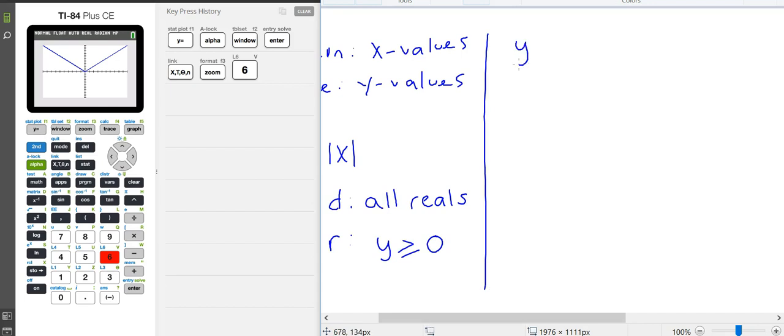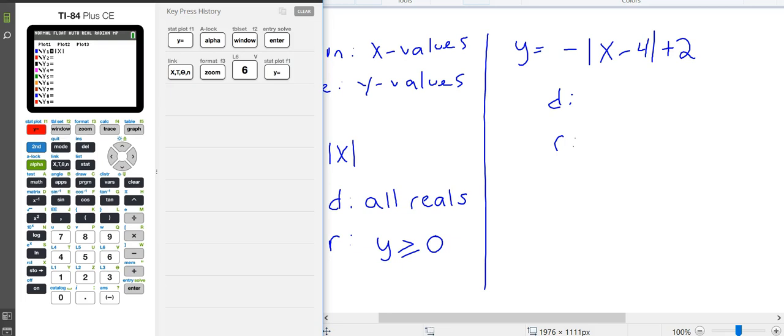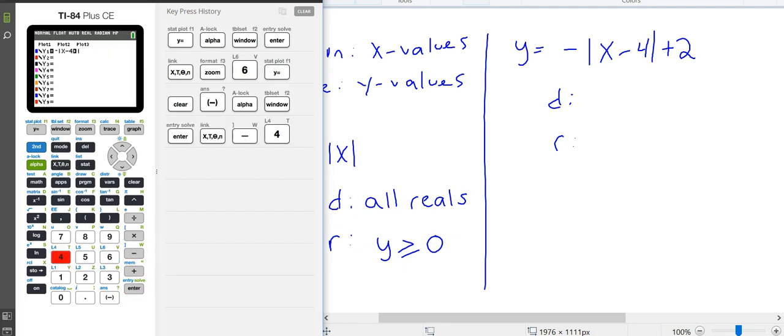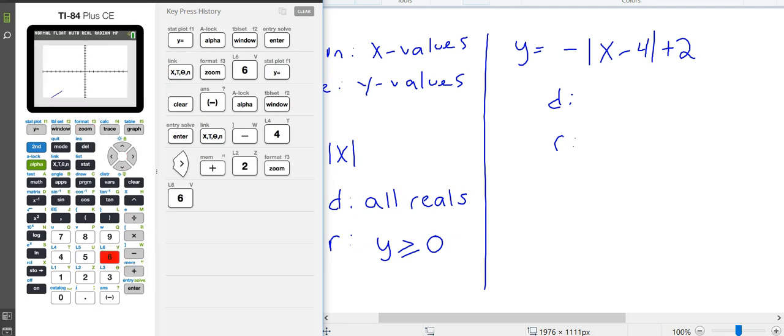Say we have the function y is equal to negative the absolute value of x minus 4 plus 2. Now this function has a lot going on. To find the domain and the range, the easiest way to do that is to just graph the whole thing on the calculator. So y equals, let's clear out the old one, negative, alpha window, or f2 to get the absolute value sign, x minus 4, then we'll go to the right to get out of it, plus 2, and zoom 6 or zoom standard.